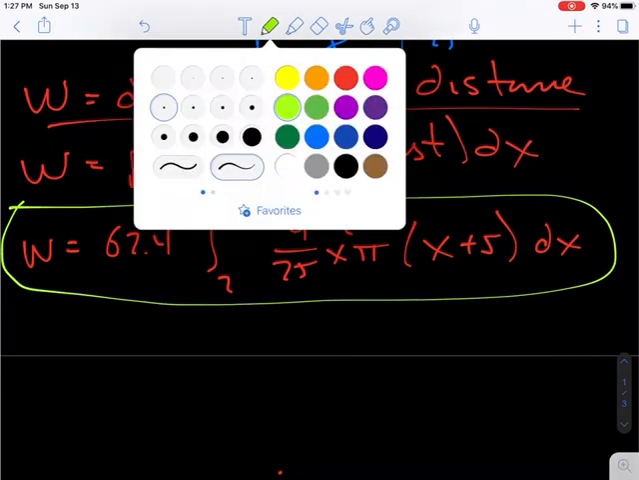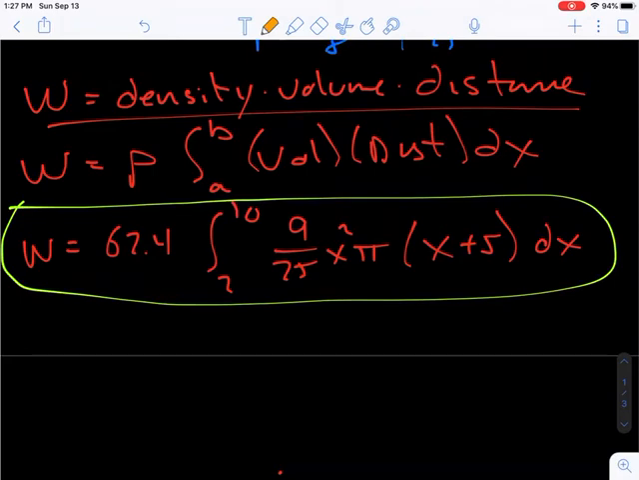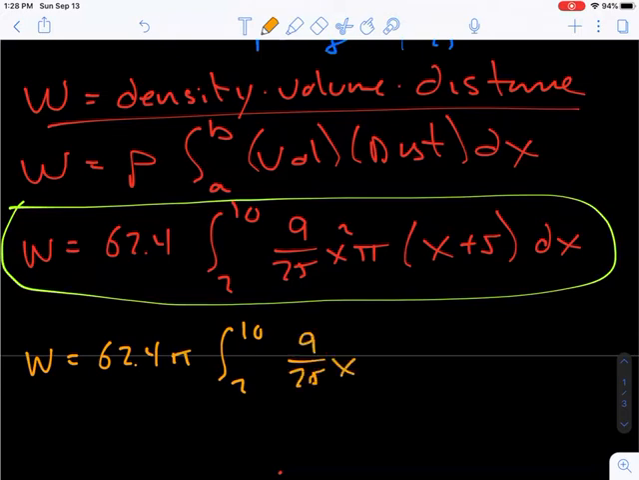Okay, where do we go from here? Well, let's get the pi out in front. So W is equal to 62.4 pi times the integral from 2 to 10. And so we're going to have 9/25 x cubed plus 5 times 9, which is 45/25 x squared dx.